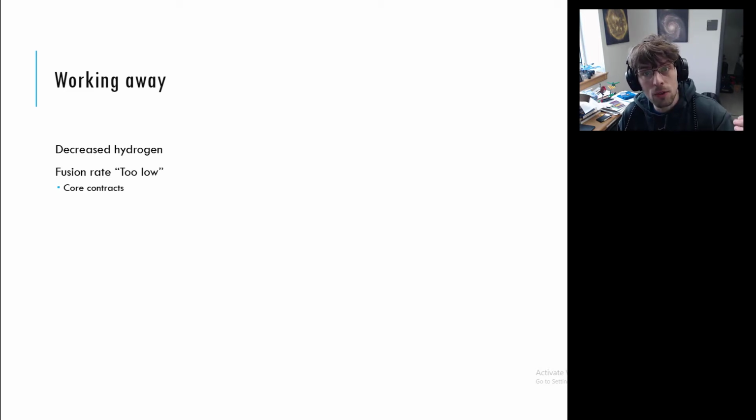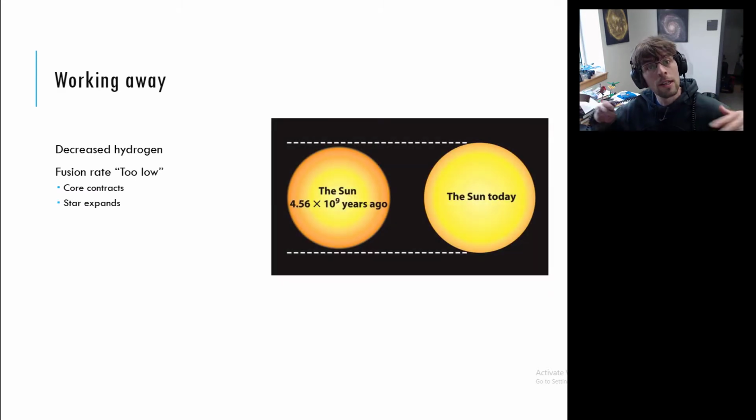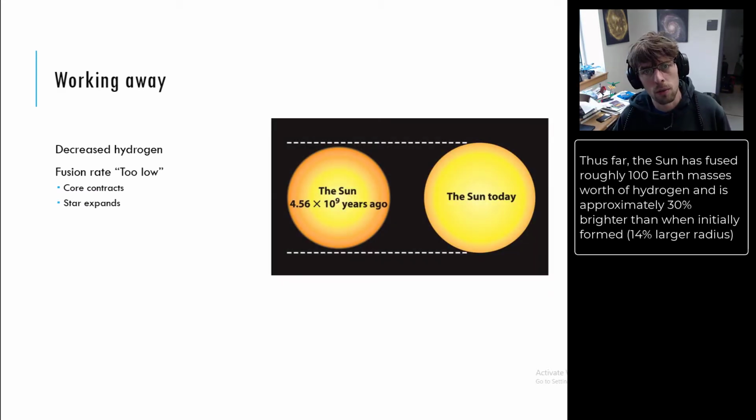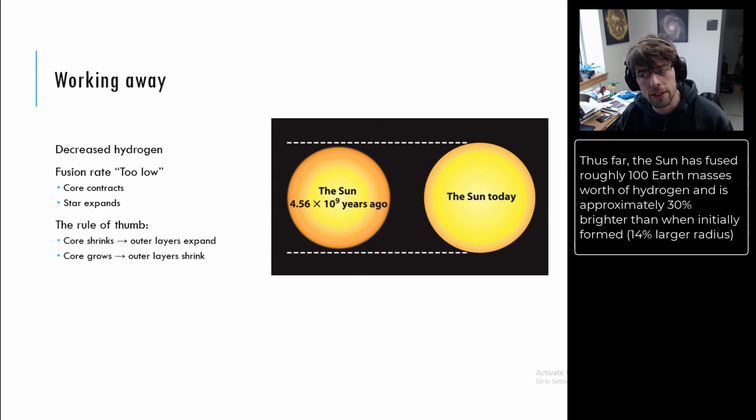So, as fusion goes on in the center of our star, the core is continually contracting, which means the core temperature is actually increasing, which means our star is slowly growing. And this is a general rule of thumb, one that we'll actually take advantage of quite often: as the core shrinks, the outer layers expand. As the core grows, the outer layers will shrink.